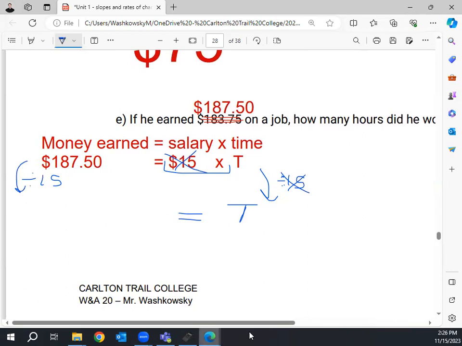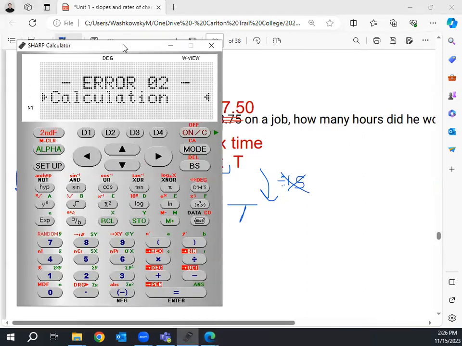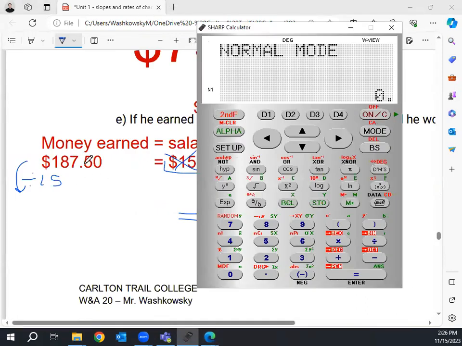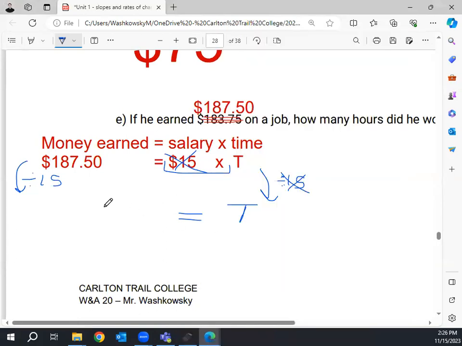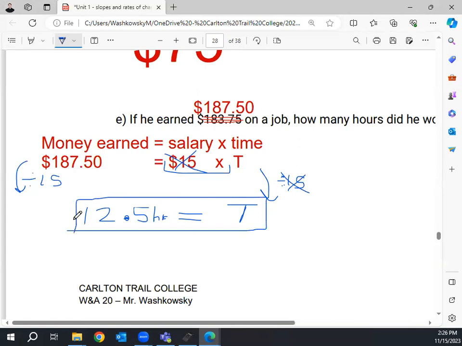How do I find out that? I just follow exactly what it's telling me. $187.50 divided by 15. 12 and a half hours, right? 12.5 hours. Again, this is just that algebra thing. Common sense would dictate, well, you just divide it by his salary. You'll figure out how long he worked. Either gives you the same answer. This just shows you why dividing by his salary works.